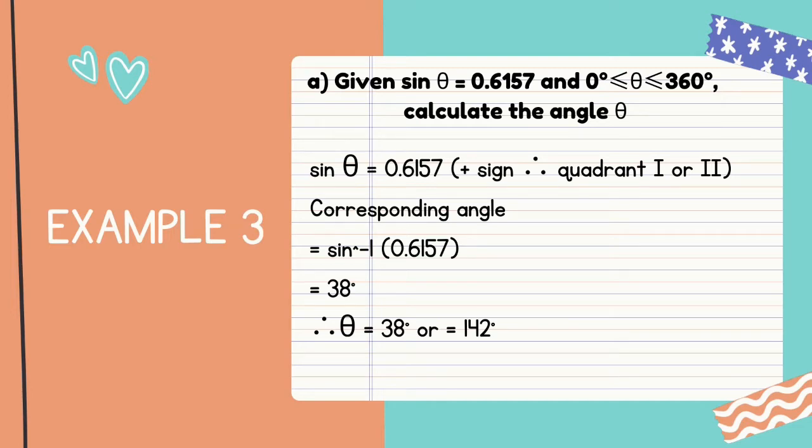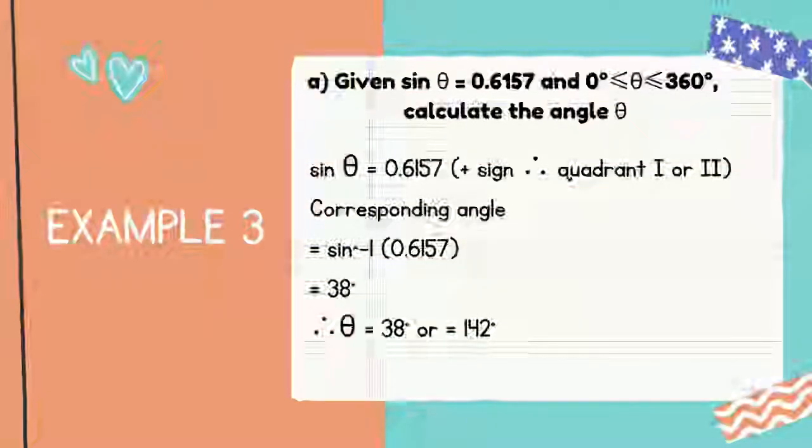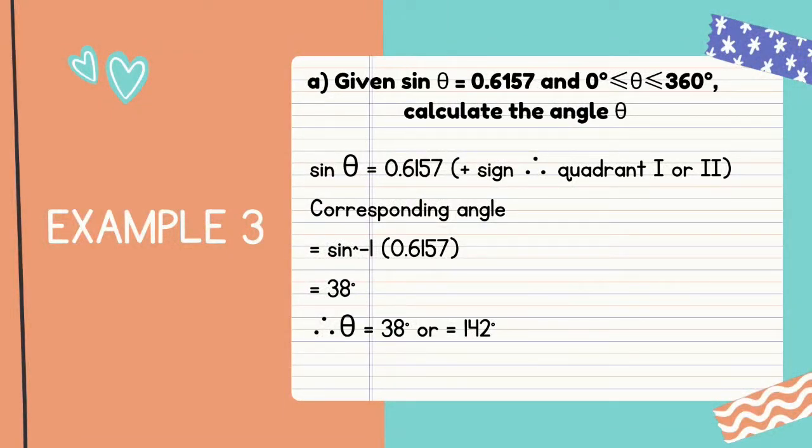Example 3a. Given that sine theta is equal to 0.6157 and theta is more than or equal to 0 degrees and less than or equal to 360 degrees. Calculate the angle theta. Firstly, 0.6157 is a positive value, therefore it is located at quadrants 1 or 2 for the sine function. In order to find the corresponding angle theta, we inverse the sine function. Then we will get inverse sine 0.6157 is equal to 38 degrees, by using the scientific calculator. The final answer for theta is either 38 degrees or 142 degrees.